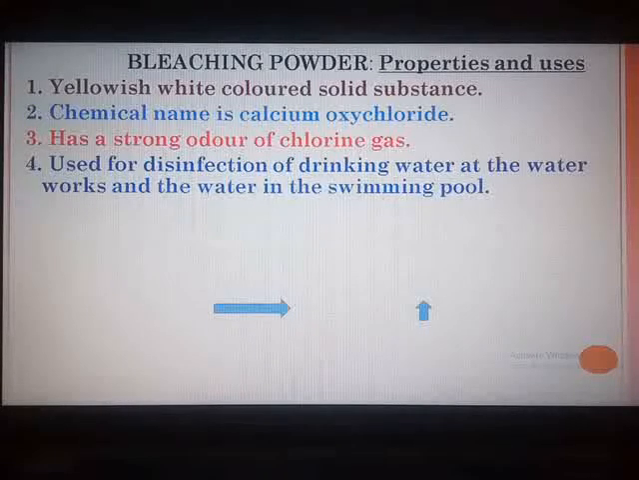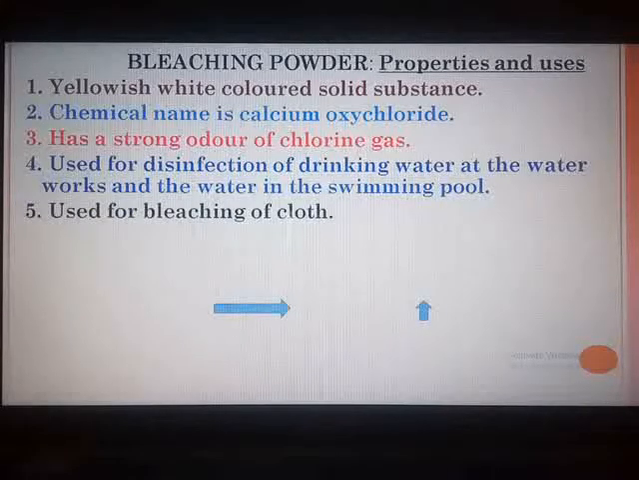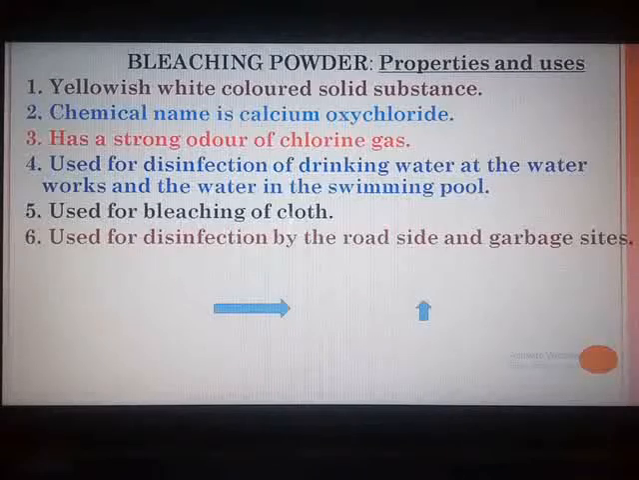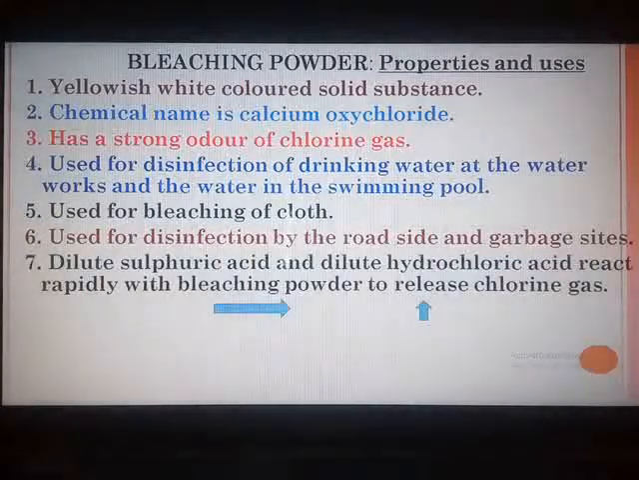It is used for the disinfection of drinking water at the waterworks and the water in the swimming pool. Hence I had told you, when swimmers visit the swimming pools or the resorts which have swimming pools, you get such a type of smell. It is also used for bleaching of clothes, and for disinfection by the roadside and at garbage sites.